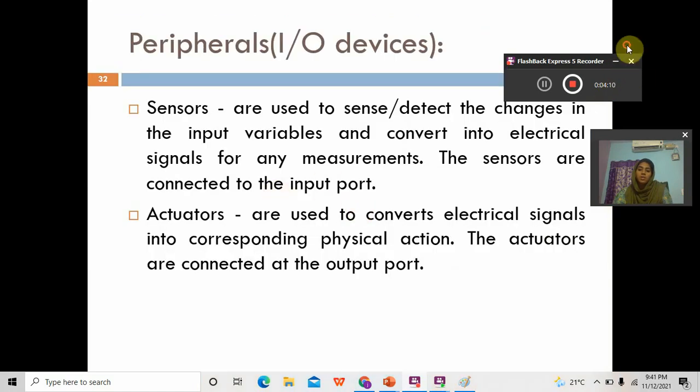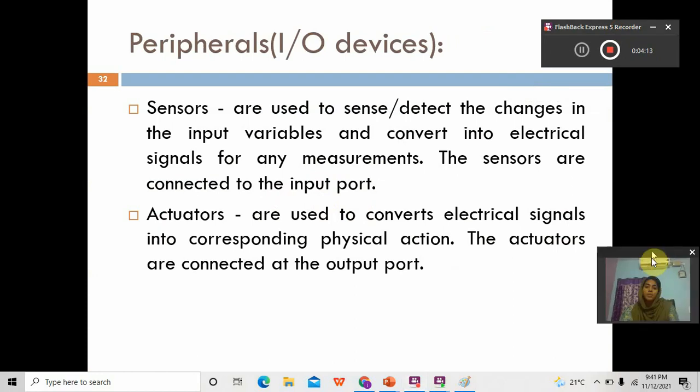Now, system peripherals. These are the different types of system peripherals we are using. What is meant by peripheral? Peripherals are nothing but input and output devices. For input devices, mostly we use sensors. Sensors are used to sense or detect changes in the input variables and convert them into electrical signals for any measurements. The sensors are connected to the input ports. The second one is actuators. Actuators are used to convert electrical signals into corresponding physical action. The actuators are connected to the output ports. So sensors are input devices and actuators are output devices.